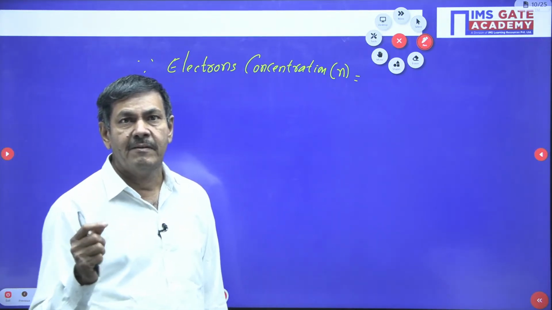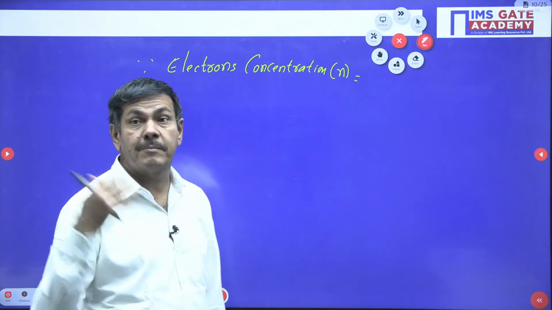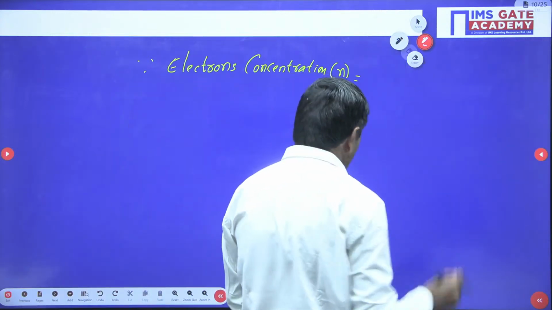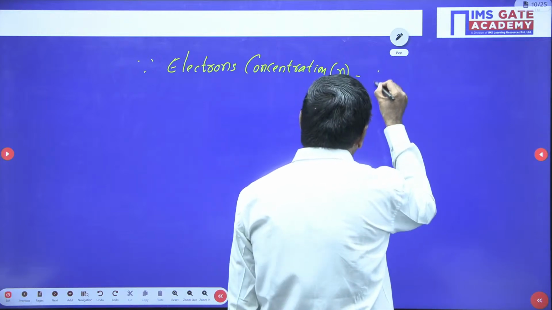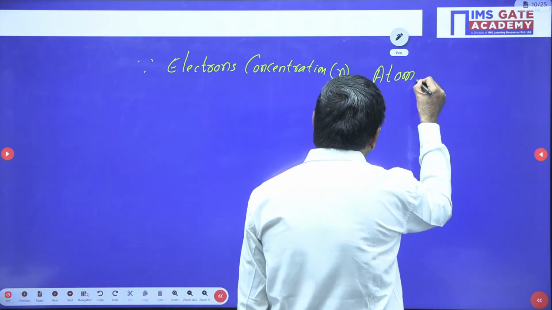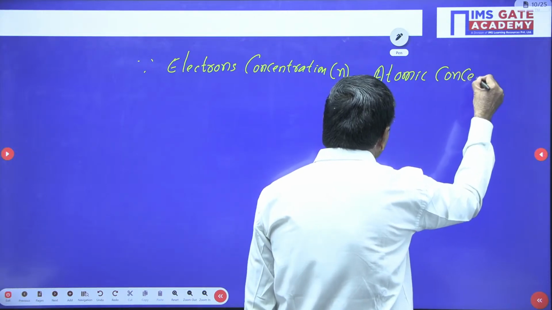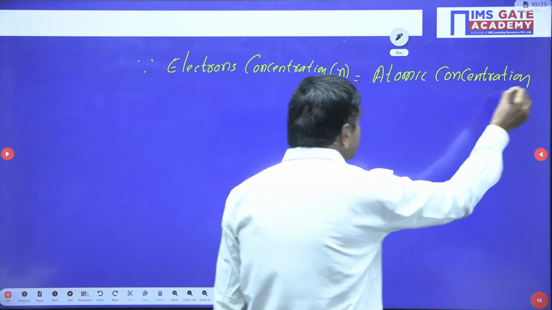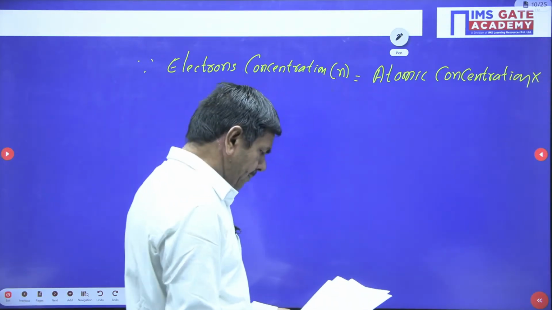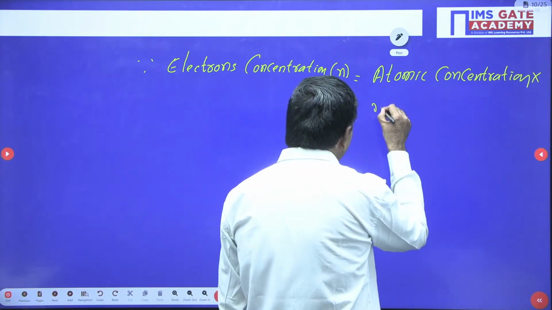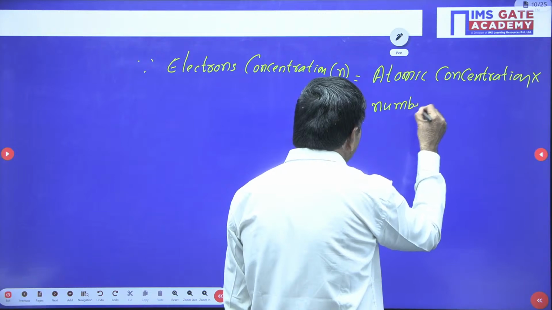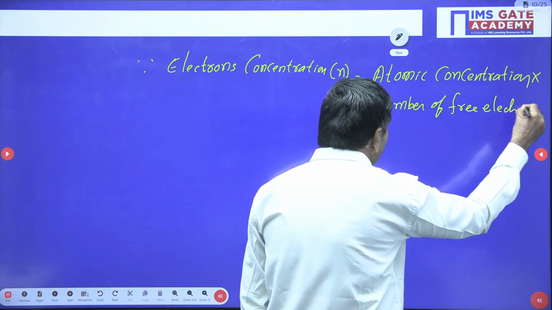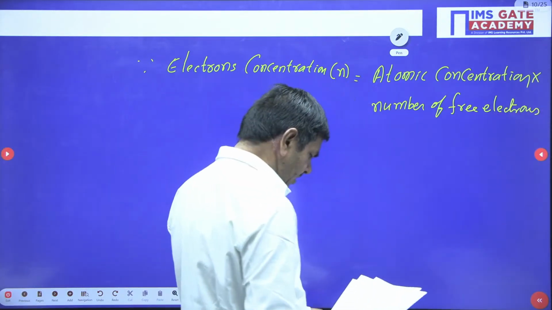The concentration is very important. Without knowing the concentration of electrons, we cannot determine a number of parameters in a conductor or semiconductor or whatever it may be. So this concentration is calculated using the atomic concentration. Without atomic concentration, I cannot find the concentration of electrons, that is, the number of free electrons per atom. Number of free electrons means valence electrons.